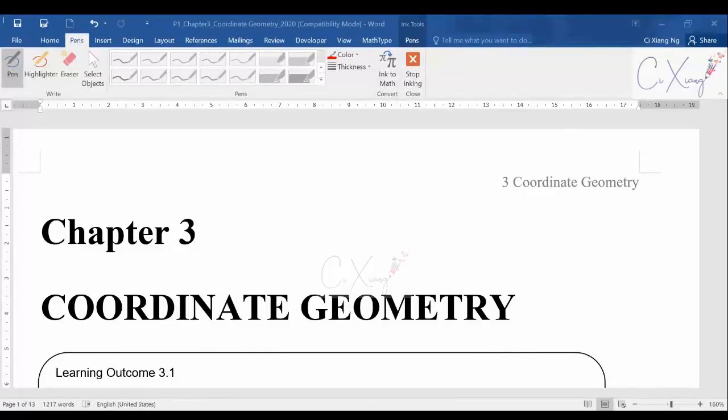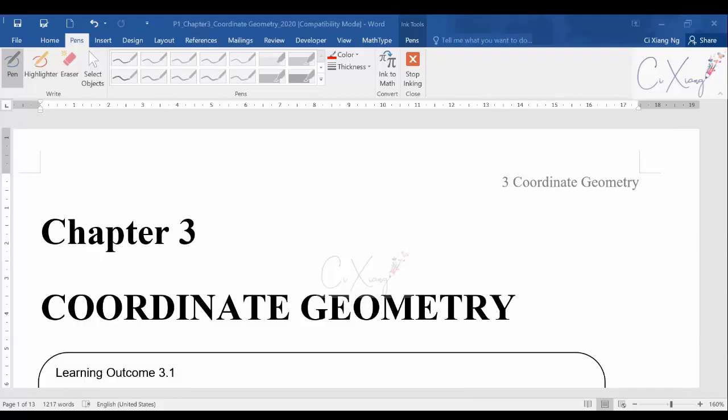Okay, so today we are going to start with another new chapter. We are at our chapter 3, which is coordinate geometry. I believe that most of you learned coordinate geometry before, and there's nothing new for this part. Generally the syllabus is very similar to what you have learned, just that maybe you need to try to understand the A-level style questions.